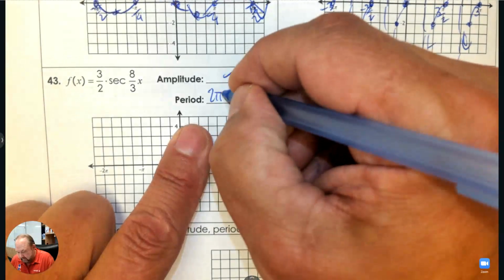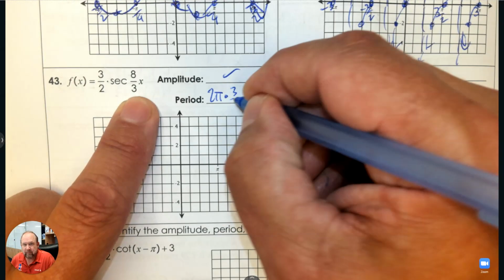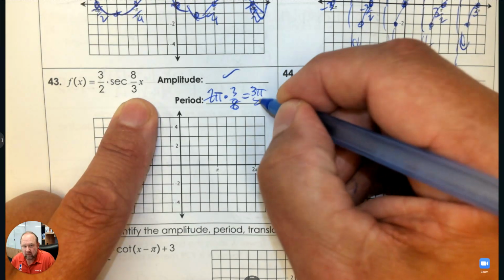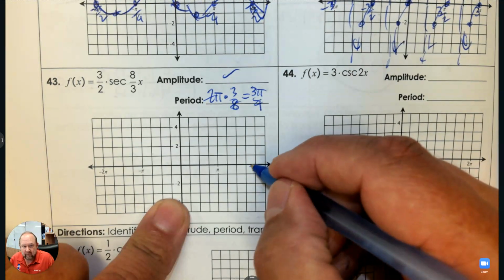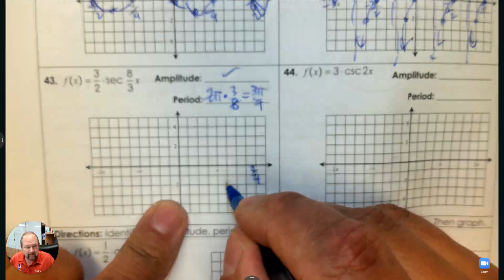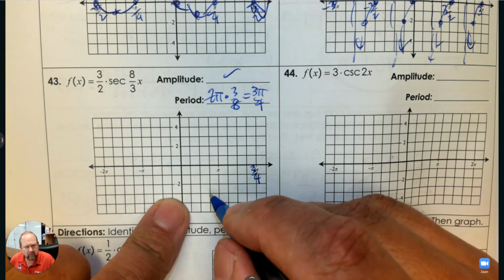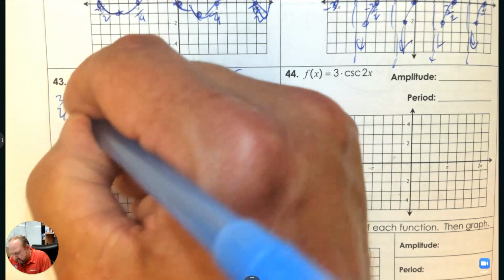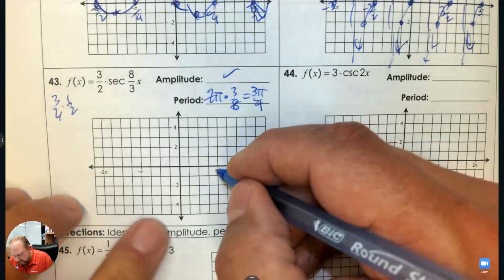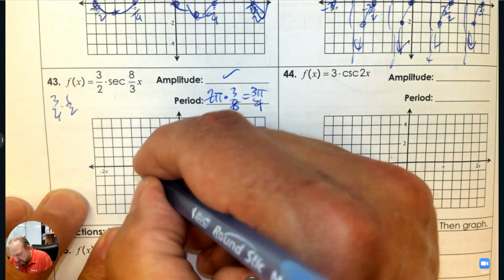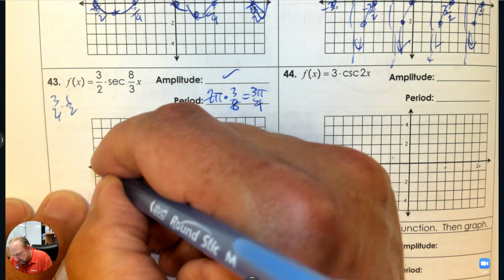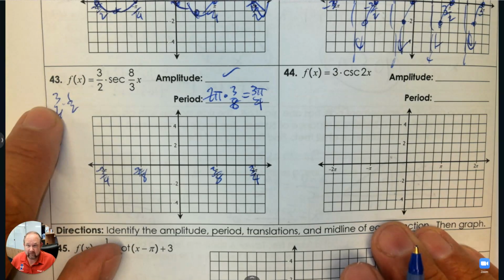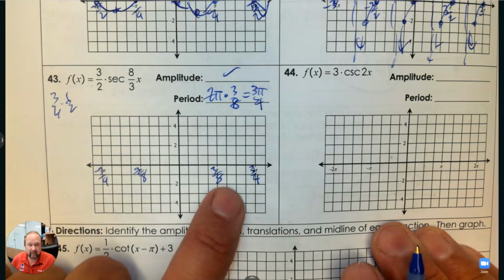Next one is secant, has no amplitude again. The period is 2 pi divided by, so we're going to multiply times the reciprocal. 2 goes into 8, that's 3 pi over 4. So this is going to be 3 pi over 4. Half of that is half of 3/4. If I go 3 over 4 times a half, half of that is 3 pi over 8. So this is 3 pi over 8, and this is 3 pi over 4. What's half of a fraction? Multiply by half, and you get 3 over 8. There it is.